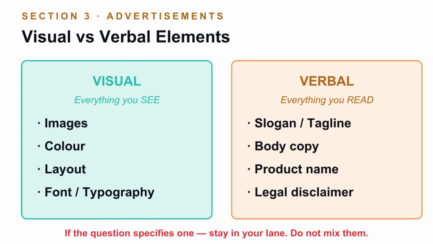One final distinction that examiners test directly, and that learners frequently confuse. Visual elements are everything you see: images, color, layout, and font. Verbal elements are everything you read: the slogan, the body copy, the product name, and the legal disclaimer. If the question specifies visual elements, do not discuss the slogan. If it specifies verbal elements, do not discuss the color scheme. Stay in your lane. This distinction costs marks when it is ignored.